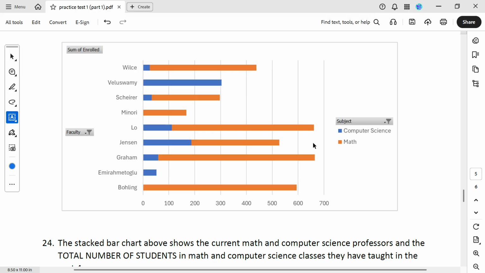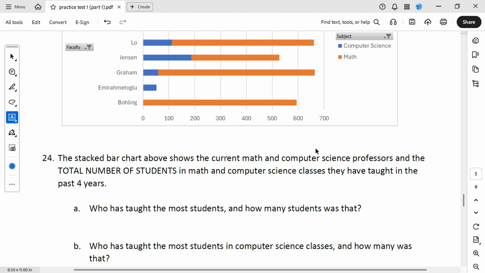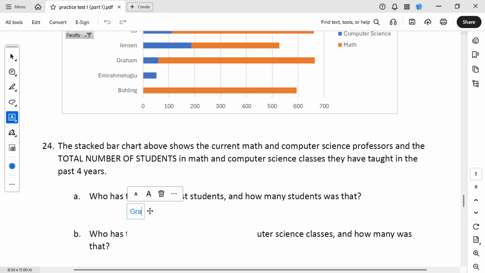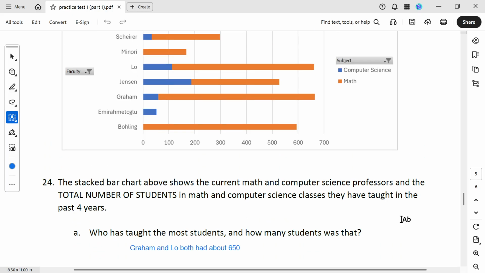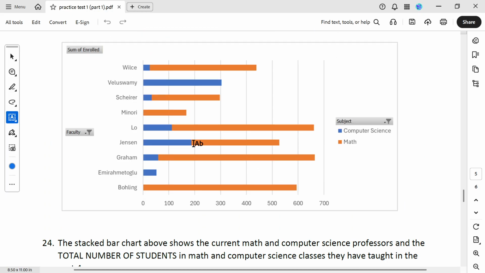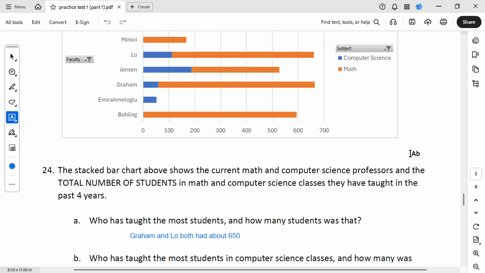So Graham and Lowe appear to be pretty much tied, and they're both between 600 and 700, a little bit more than halfway. But if you wanted to just estimate, about halfway, about 650. That would be fine. Who has taught the most students in computer science classes, and how many was that? So, like I said, a lot of my CS sections have been just independent studies. So Dr. Velaswamy definitely has me beat on that front. So that's Dr. Velaswamy and about 300 students.